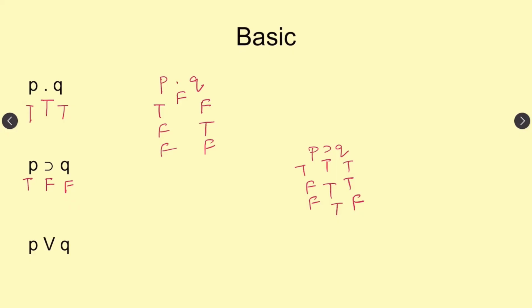Now let's see P wedge Q. P wedge Q can be false only in one condition, when both the disjuncts are false. P wedge Q can be true when it is true true, false true, or true false. So this is the basic thing which you should know before starting with the shorter truth table method.